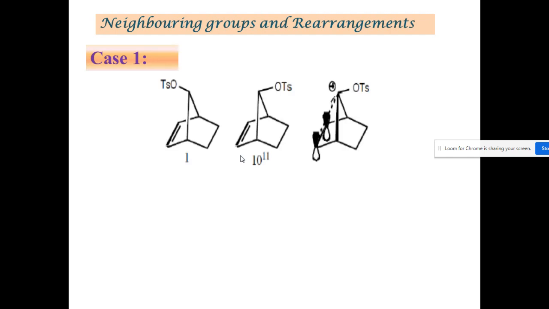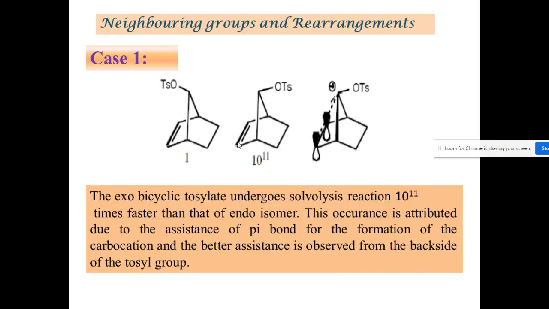Now, neighboring groups and rearrangements. There are 5 cases that happen in this way. Case 1. From this picture, we can see the exo bicyclic tosylate undergoes solvolysis reaction 10 to the power 11 times faster than that of the endo isomer. This is attributed to the assistance of the pi bond for the formation of the carbocation, and the assistance is observed from the backside of the tosylate.